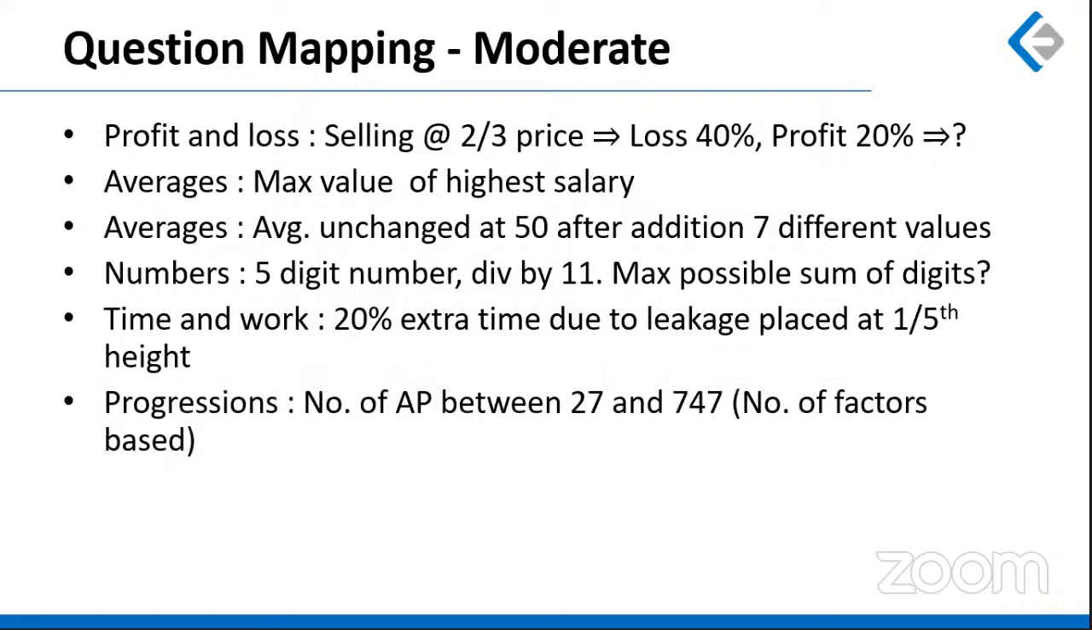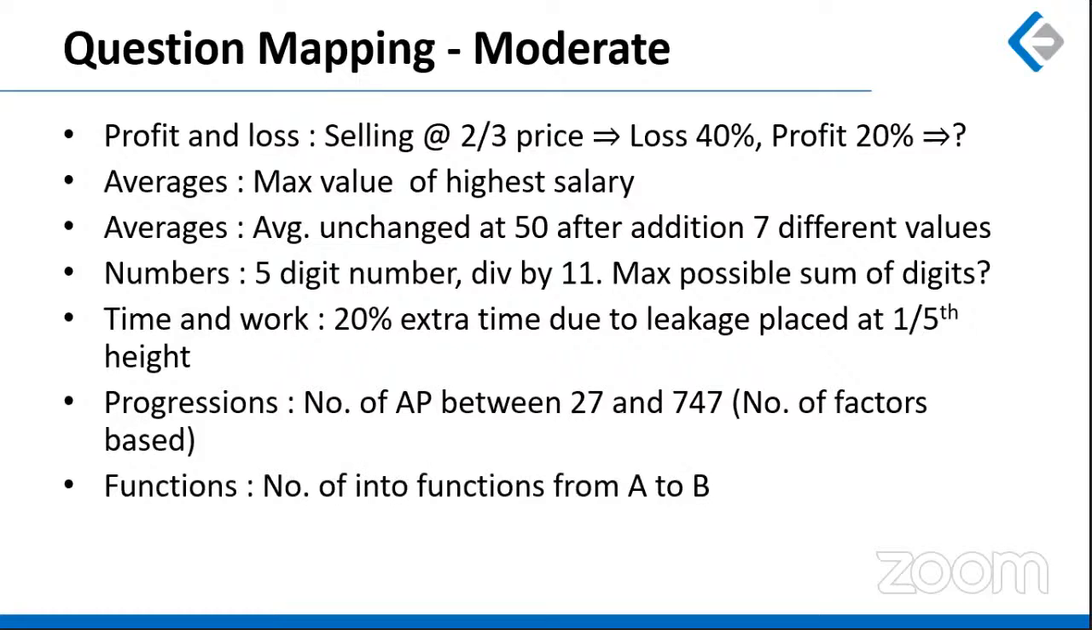A question based on progression where we had to find out the number of APs that can be formed with 27 and 747 as the first and the last terms. So the overall difference is 747 minus 27, which is 720. And for an AP to be possible, we need to calculate the number of factors of 720, because we get a difference which is equal to the value of the factor.